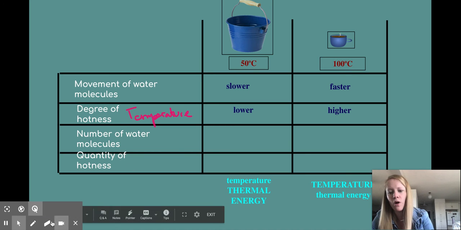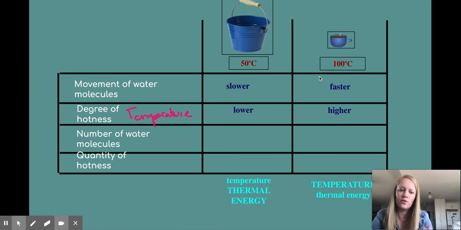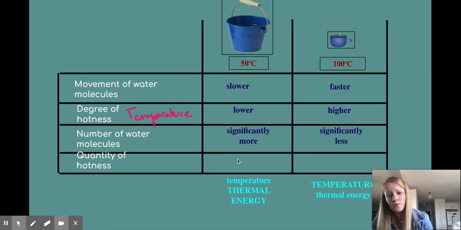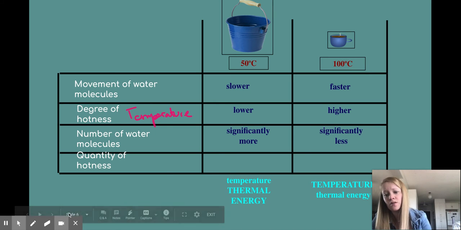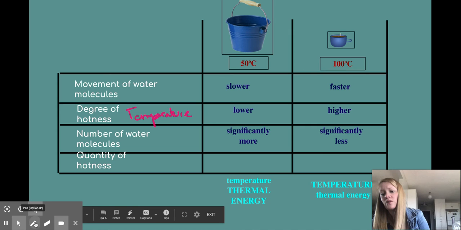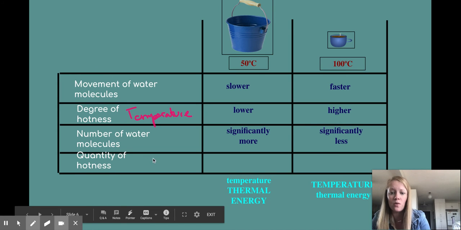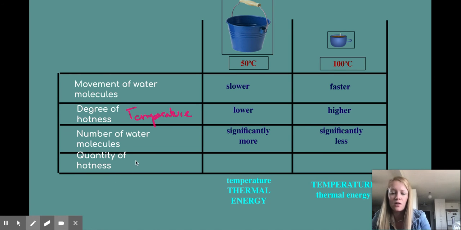The number of water molecules, well, if you look at even just the size comparison, and if the bucket is full and the teacup is full, which one has more particles in it? Well, if it has more water, it has more particles. So that bucket is going to have significantly more particles than what the teacup is going to have. And this is going to be what influences our thermal energy, because the quantity of hotness, okay, these two things relate to thermal energy.